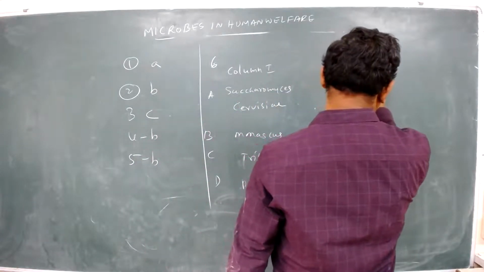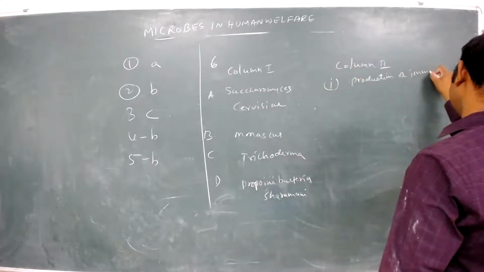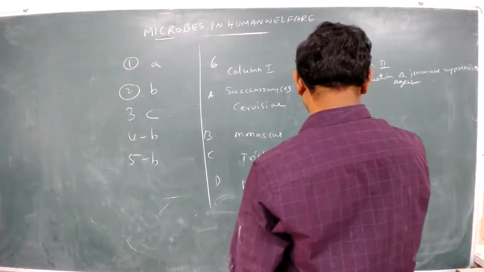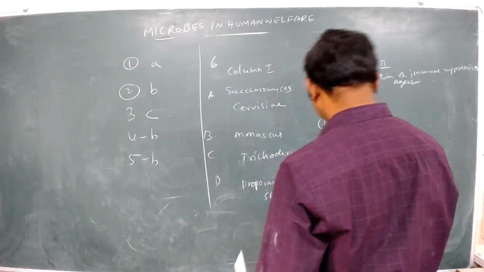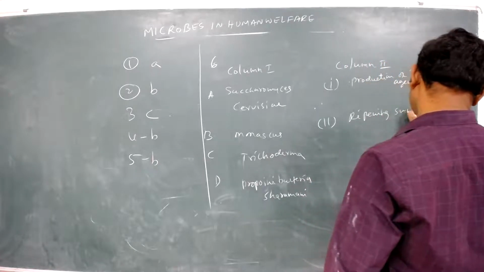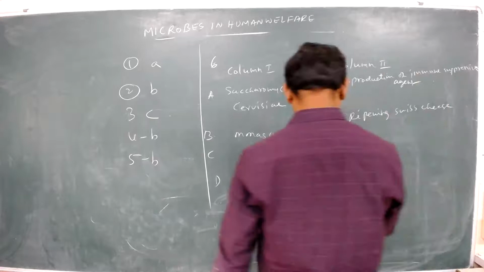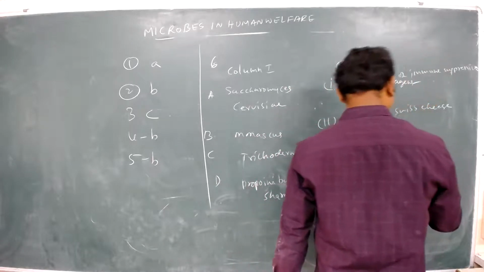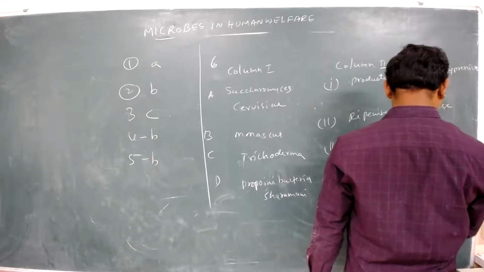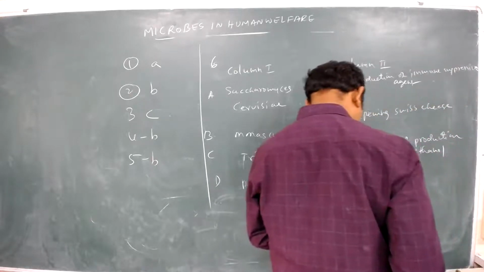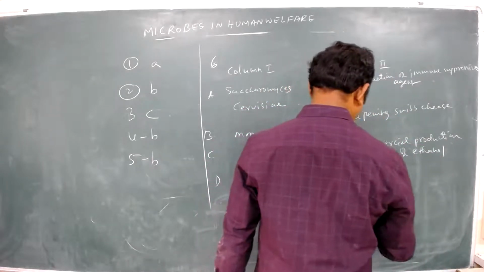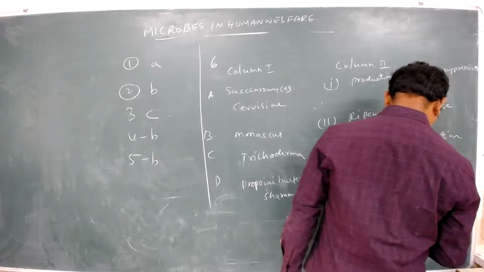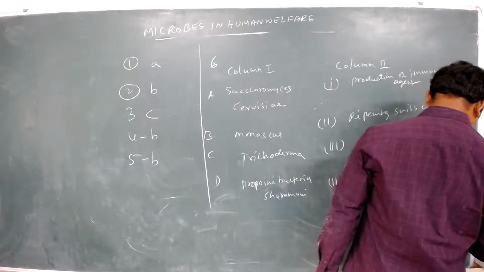Number 1, production of immune suppressive agent. Number 2, ripening of Swiss cheese. Number 3, commercial production of ethanol. Number 4, production of blood cholesterol lowering agent.